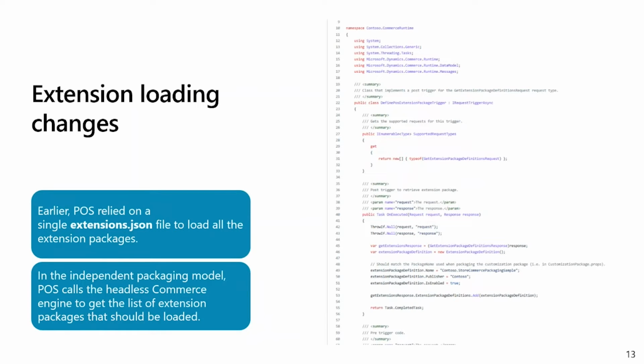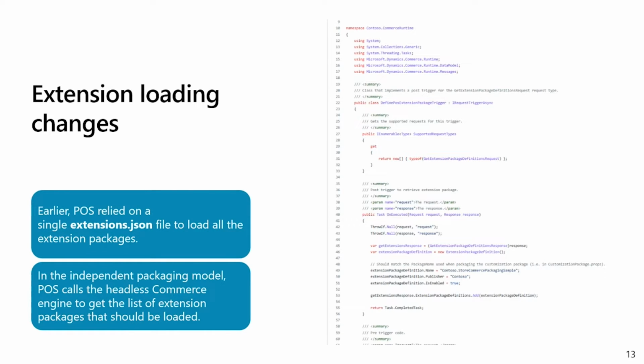POS loads a list of configured extension package definitions from the headless commerce engine by calling the get extension package definitions API. The get extension package definitions API runs the get extension package definitions CRT request. To configure POS to load your extension package, add a CRT trigger for the request and add your extension package definition to the list of definitions in the response.